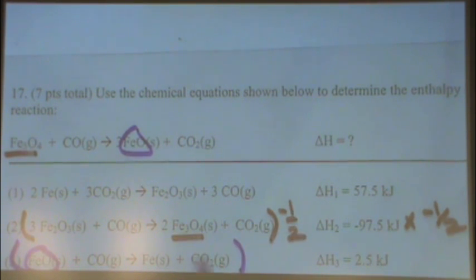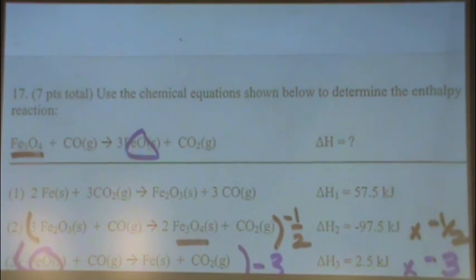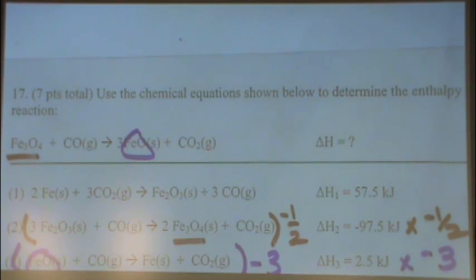I'm going to multiply this third reaction by what? A -3. That flips it to get it in the products, and I need 3 total, as I have right here. So that'll do it, times -3. And then I've exhausted my step 1 of the solving technique. I go to step 2.